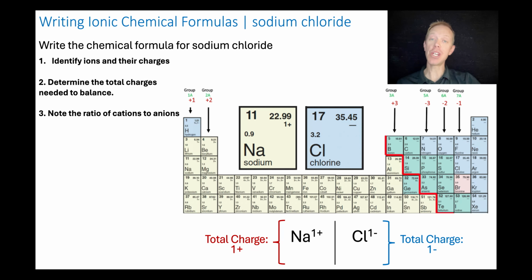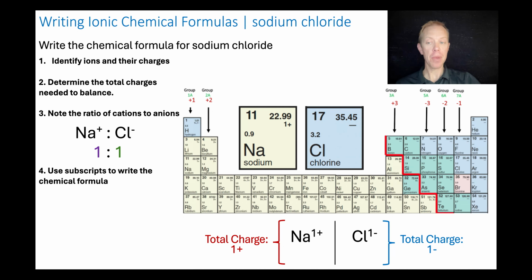Next, we're going to note the ratio of cations to anions. So in this, we're just looking at how many cations are there and how many anions are there to have a balanced electrical charge. In this case, we're lucky. There's just one sodium cation and one chloride anion. So the ratio of cations to anions is 1 to 1.